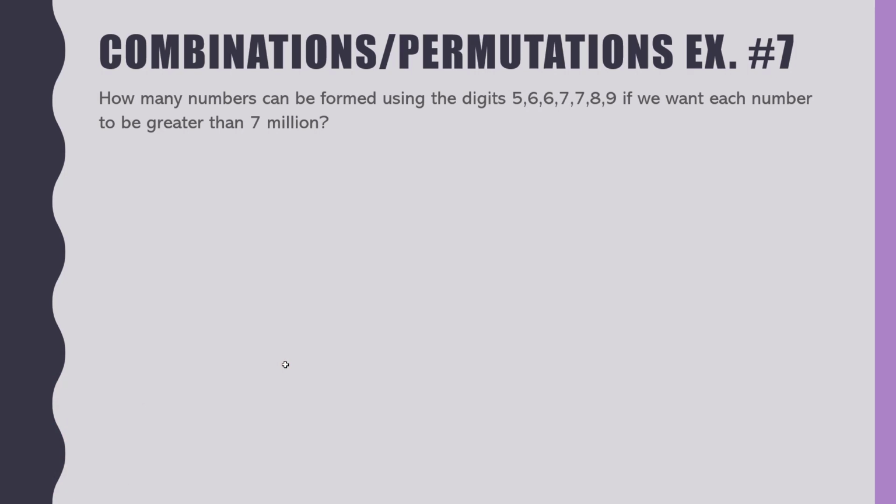All right, now what? How many numbers can be formed? This one's trickier. This will take a little bit of extra time here. How many numbers can be formed using the digits 5, 6, 6, 7, 7, 8, 9, if we want each number to be greater than 7 million?